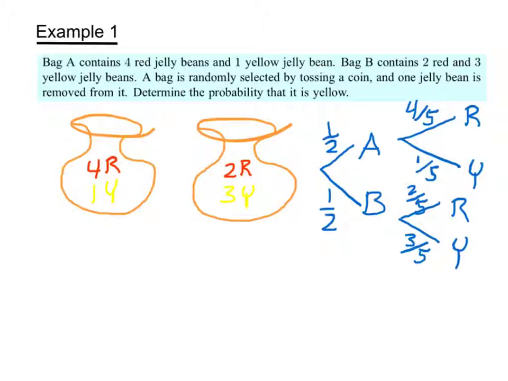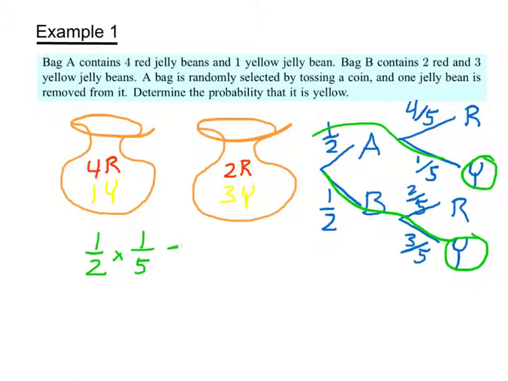So there are only two cases here where we can meet the outcome that we're looking for, which is selecting a yellow marble. And so we want to find the probabilities along those two paths. And remember, we can multiply along those two paths. So the probability of drawing a yellow marble from bag A is 1/2 times 1/5, which equals 1/10. And the probability of drawing a yellow marble from bag B is 1/2 times 3/5, which is 3/10.